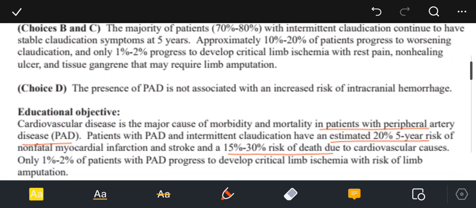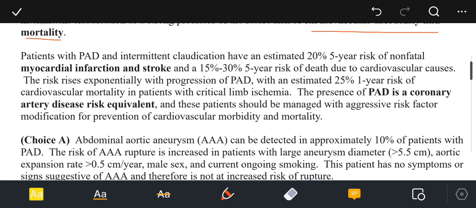The risk rises exponentially with the progression of peripheral artery disease, with an estimated 25% 1-year risk of cardiovascular mortality in the patient with a critical limb ischemia. The presence of peripheral artery disease is a coronary artery disease risk equivalent, and these patients should be managed with aggressive risk factor modification for the prevention of cardiovascular morbidity and mortality.